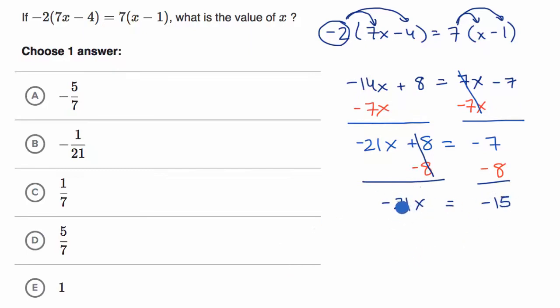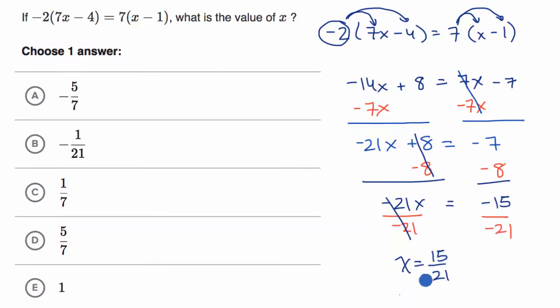Now to solve for x, we just have to divide both sides by the coefficient on x. So we can divide both sides by negative 21, and we are going to be left with x is equal to, now if you divide a negative by a negative, you're going to get a positive. So this is the same thing as 15/21.